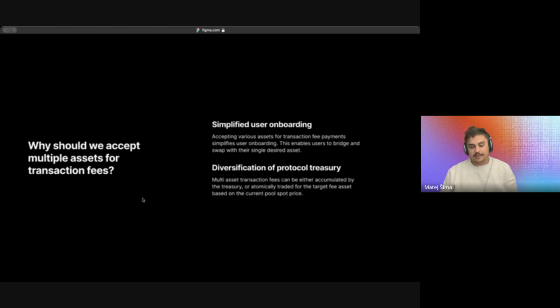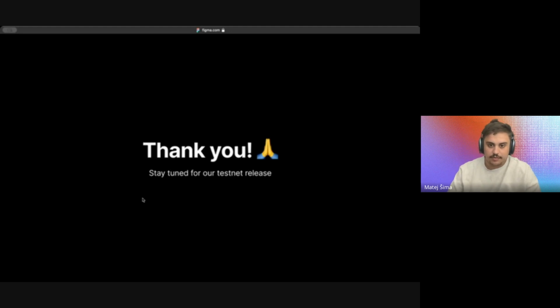The second way to implement this feature is that you can do an atomic swap at every user transaction in the pool itself, transfer the DAI to Mina and send the Mina to the protocol treasury to be collected as transaction fees. So I believe that was it in terms of the feature overview.